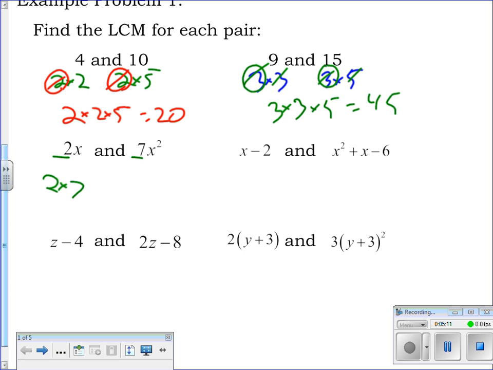Variables are a little different. Every variable I have has to be represented, and the highest power that's listed is my power of my variable. So that means I have to have x squared. Okay? So I have 2 times 7 times x squared, or 14x squared.